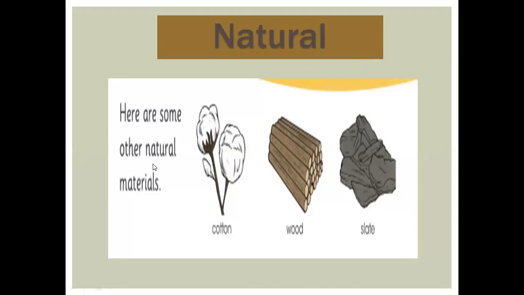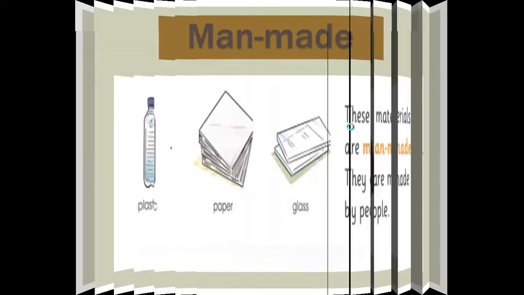Here are some other natural materials: cotton, wood, slate. So these all are natural materials. With the use of cotton, we can make clothes. From the use of wood, we make doors. With the use of slate, we make different things. So all these things are natural, made of nature.